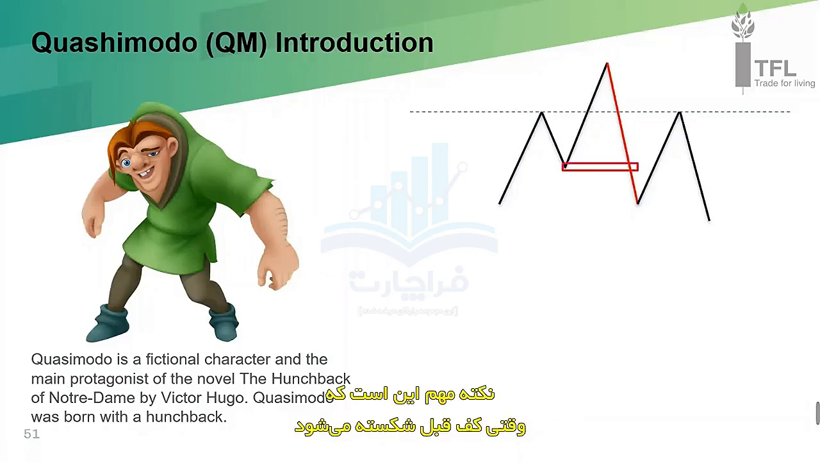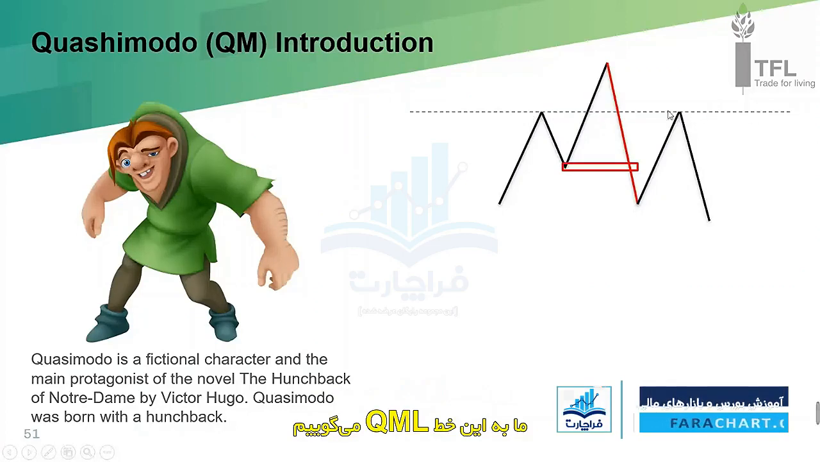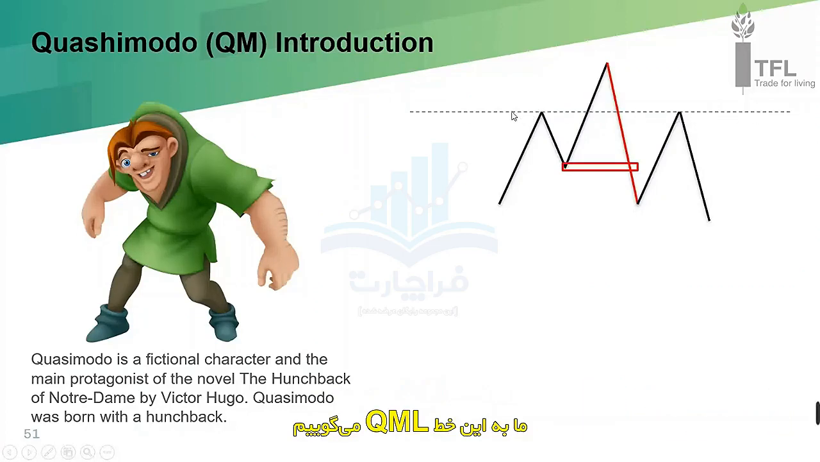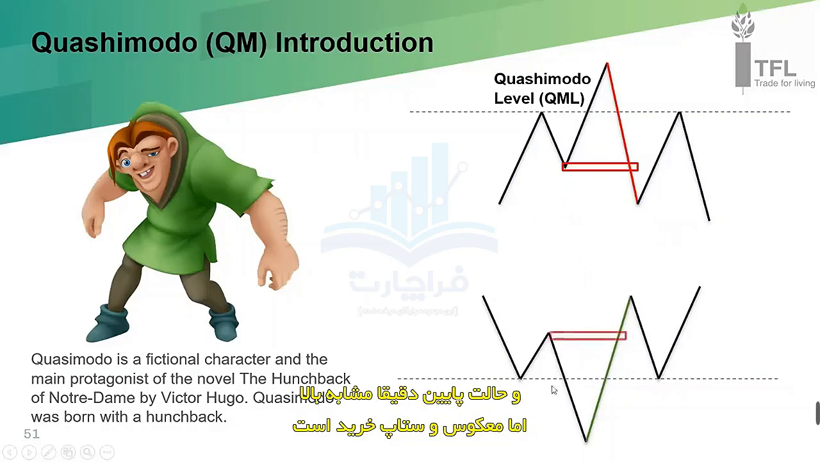What is important is that when the price, this red line, breaks this low over here, it qualifies as a Quasimodo trade. And this line over here is what we call the QML, Quasimodo level. This is the sell setup, and this is the buying setup. Of course, it's similar. You can just flip the chart over and you can see the pattern.